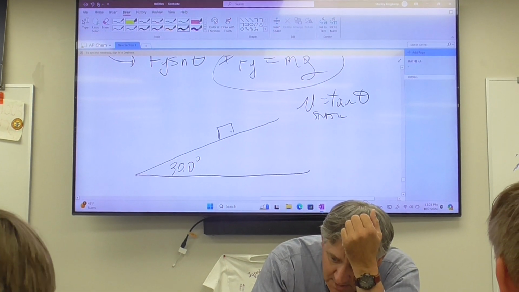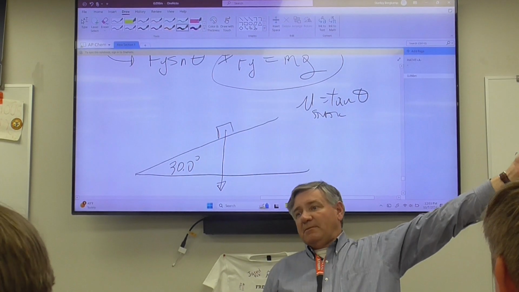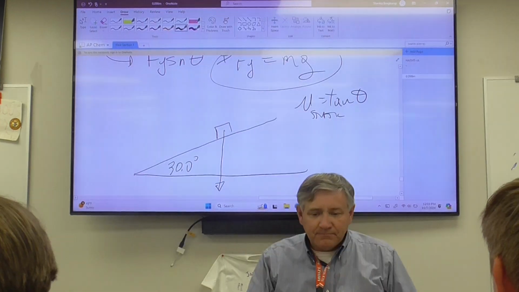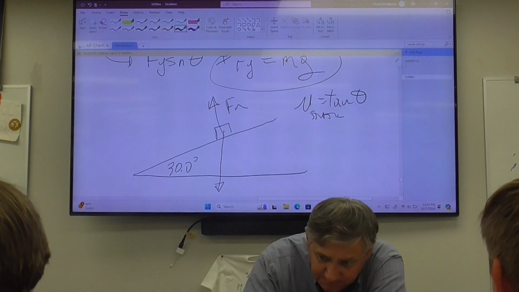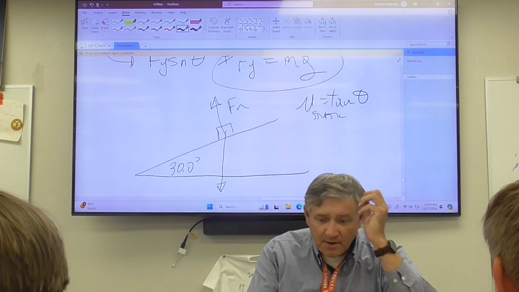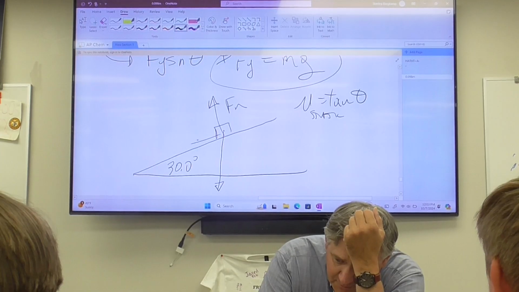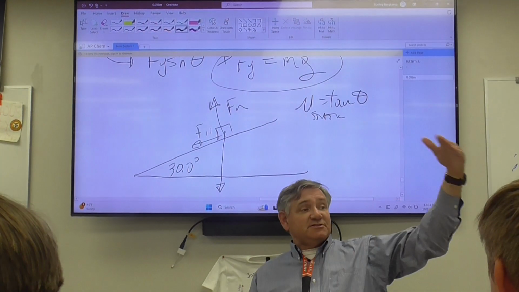So your FG, that's just the weight of the block. You hung it up. Boom, you have that number. Okay? Your force normal, you're going to calculate that by taking FG cosine of 30. You're going to get that number. You're going to have your force parallel. You're going to calculate that number by taking FG sine theta.